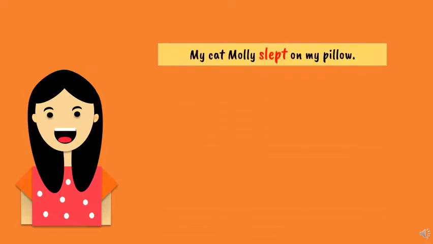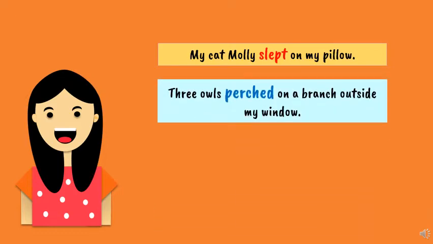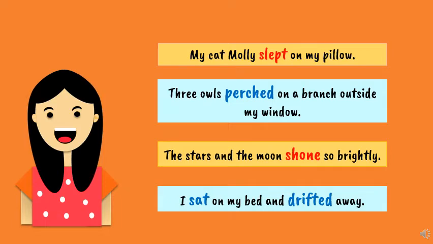So, do you remember what happened? First, my cat Molly slept on my pillow. Then, three owls perched on a branch outside my window. The stars and the moon shone so brightly. And finally, I sat on my bed and drifted away. Let's not go yet. Let's continue our journey a little bit more.